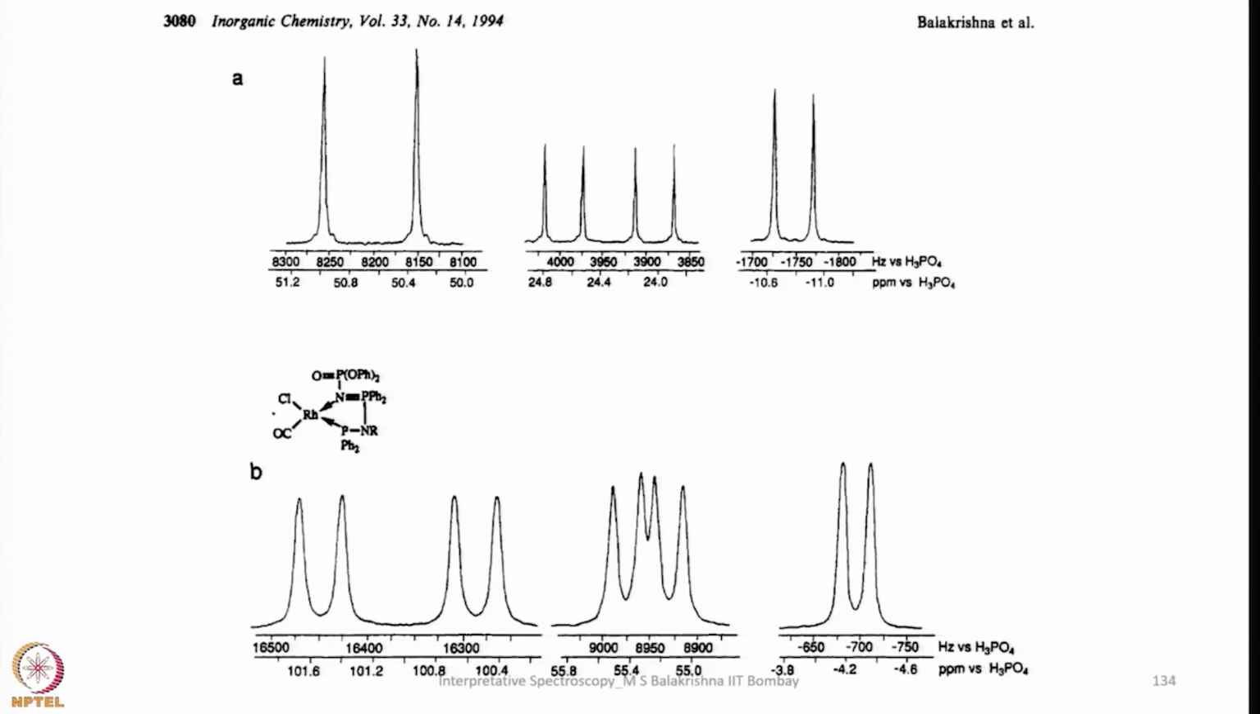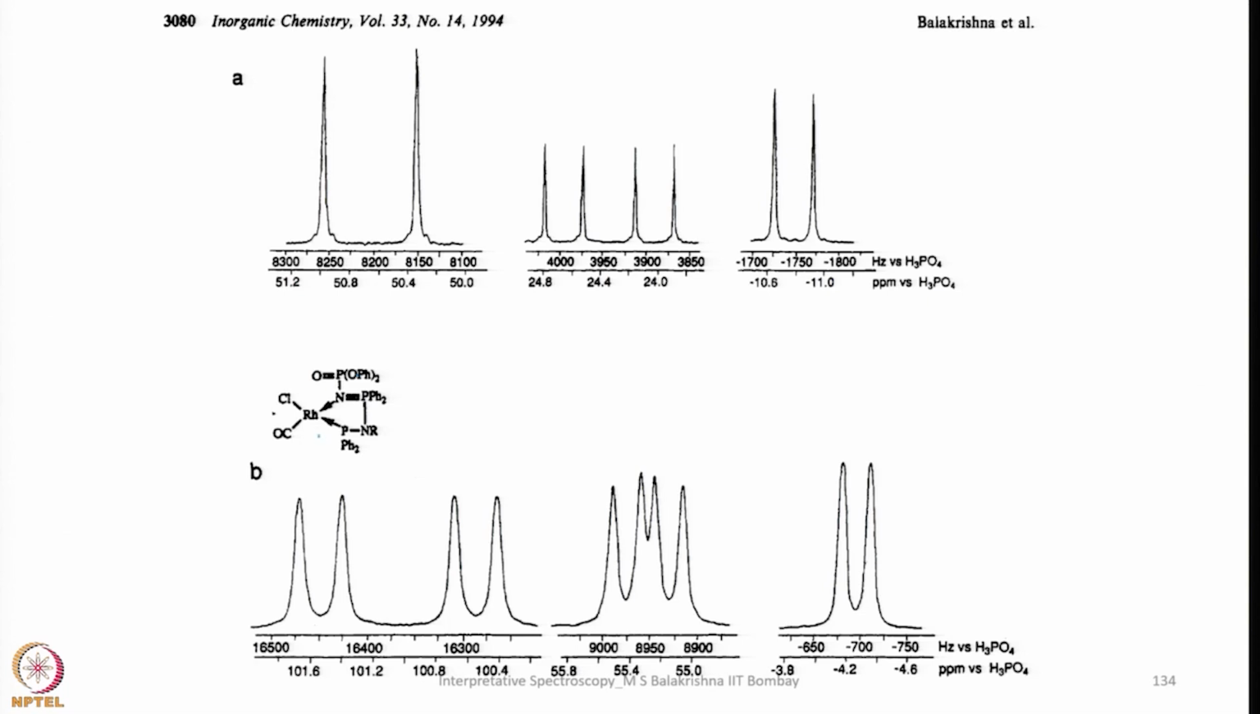So now one more interesting molecule is there. Again, this is a rhodium chlorocarbonyl complex having a phosphine imine ligand. One phosphorus is directly attached to rhodium, and the other, on nitrogen, has a phosphoryl azide bound. So we have 3 phosphorus atoms now, so that is almost an AMX spin system.